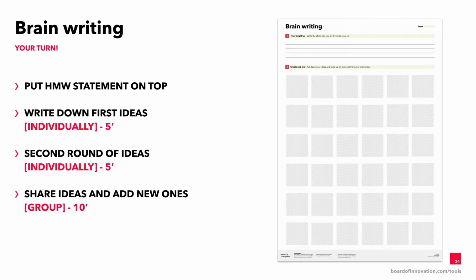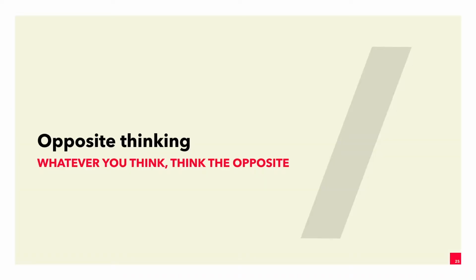So to recap, put your how might we statement on top, do a couple individual rounds of writing down ideas and building on ideas of your neighbors, and finally have a group discussion where you share ideas and add new ones. Okay, so on to the second exercise. This one's really powerful and a lot of fun, but it's a bit harder to pull off. Actually, it's one of my favorite exercises, and it's called opposite thinking.